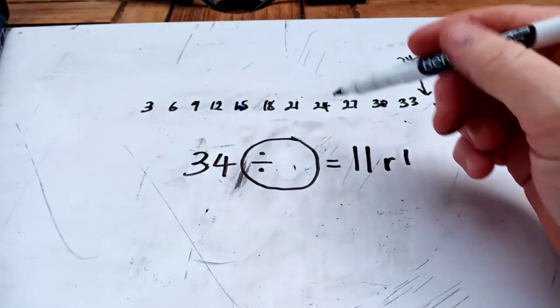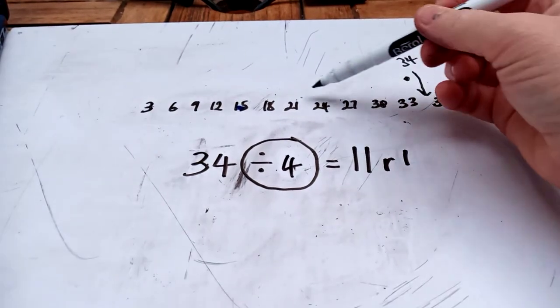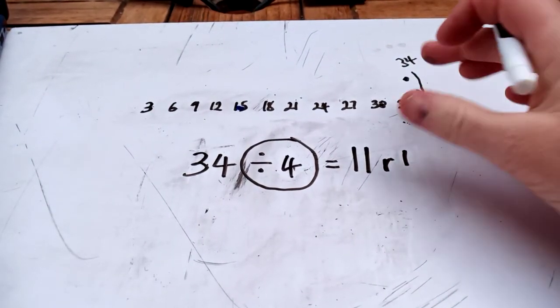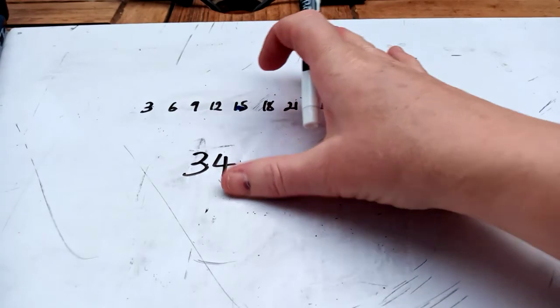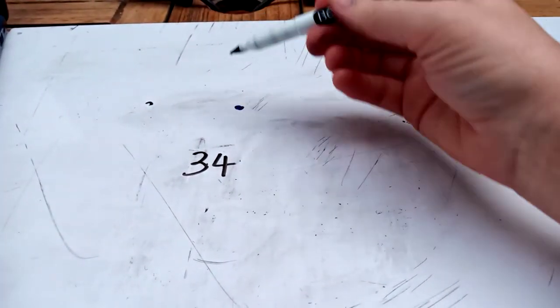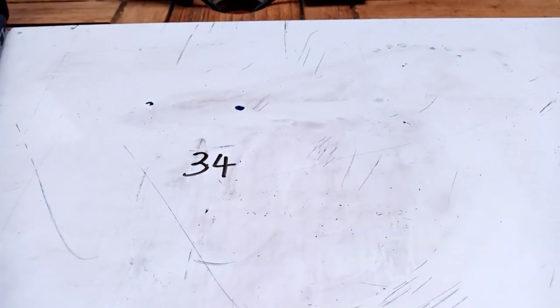Okay, and it would be the same for divided by 4, but you'd be skip counting in not 3s but 4s. I'm going to give you a number like 34, and I'd like you to halve it, double it, find its friend to 100, times it by 10, take away 10, and then divide it by different things.